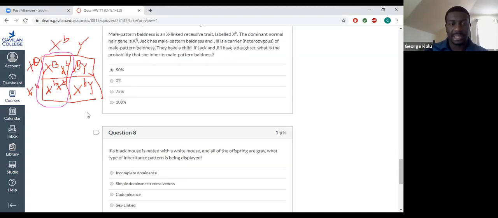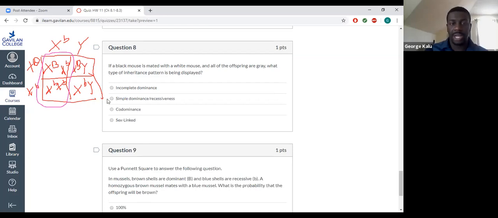Question 8. If a black mouse is mated with a white mouse and all the offspring are gray, what type of inheritance pattern is being displayed? Incomplete dominance, simple dominance or recessiveness, codominance, or sex-linked? Right, this would be incomplete dominance. Incomplete dominance is where you have a blend of the 2 phenotypes. So if you have a black and a white mating together, they end up forming offspring that are gray.